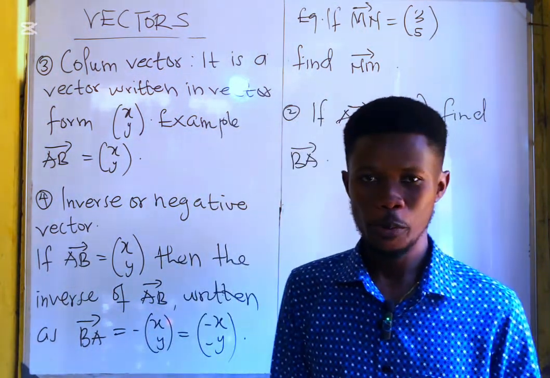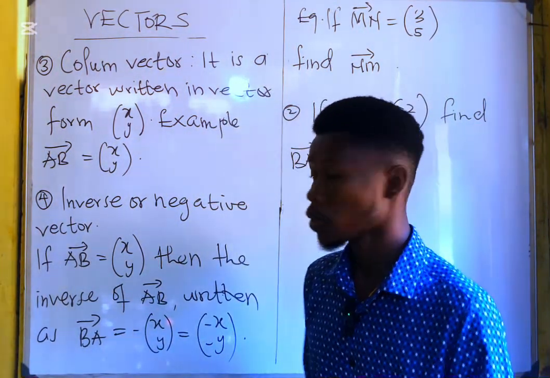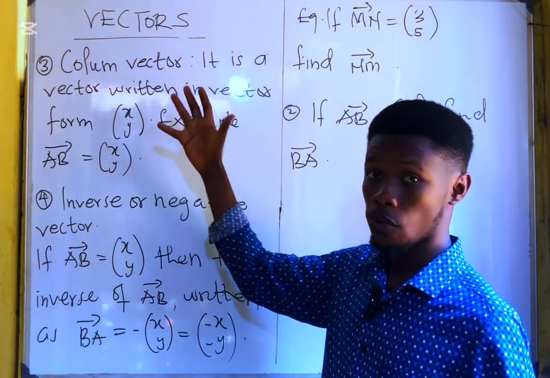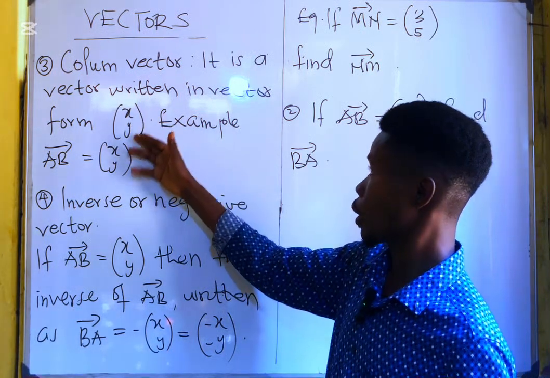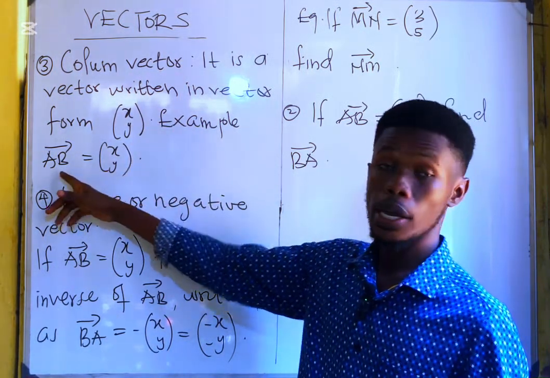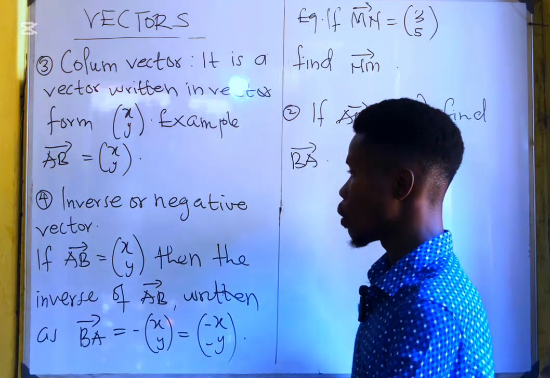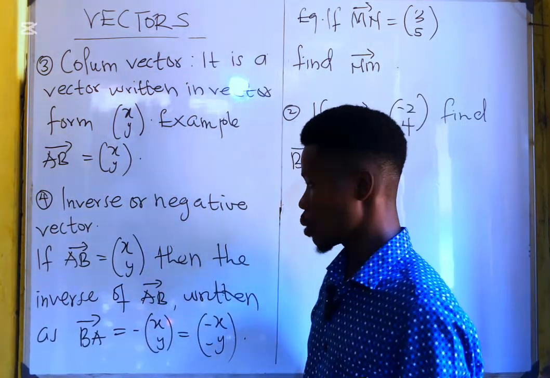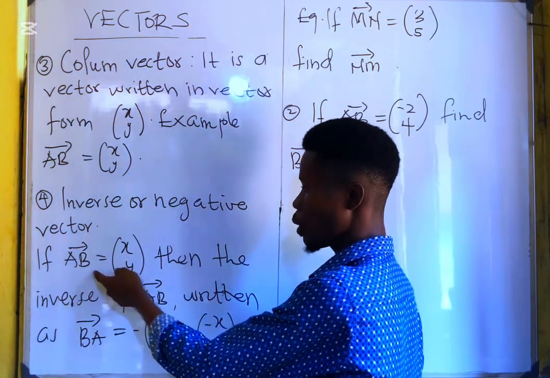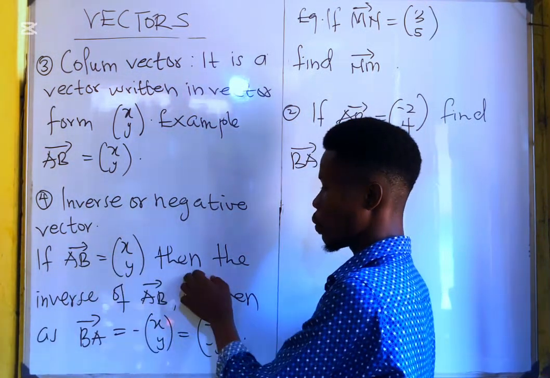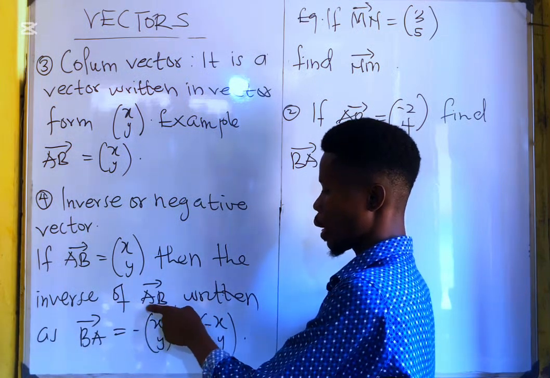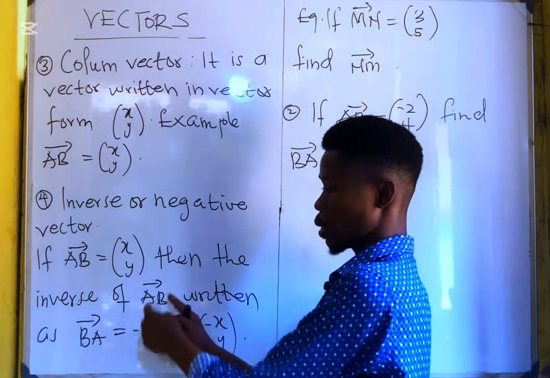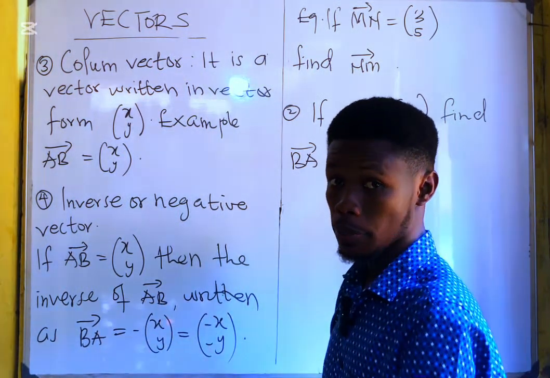So now let's look at the examples. We are still under the representation of vectors. Okay, so column vectors, I have already mentioned this, and this is how it is written. It is written in the form like this. So the example of it is AB equals (x, y). Then we also move to inverse or negative vector. Now for this one, you should be careful with it. If vector AB is having this (x, y), then the inverse of vector AB is written as BA. So the inverse is just you turn AB to become BA.